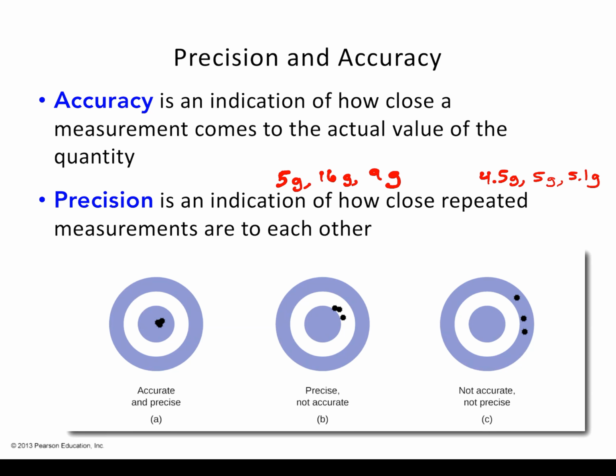You're looking at not even if you're close to what you wanted to get, but are your trials, your measurements that you're taking each time close to one another? Did you do the same procedure? Were you being really cautious? Did you get the same numbers?